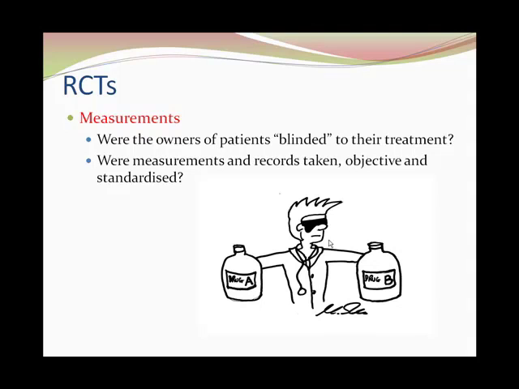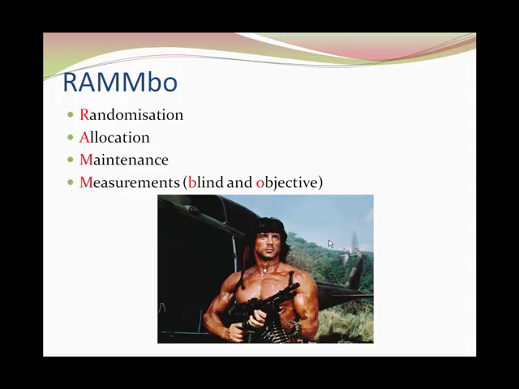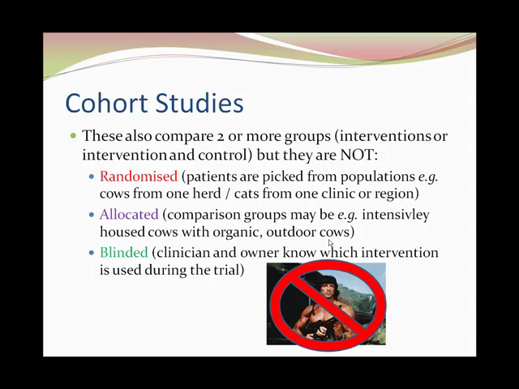And the measurements means that once we've got the data, was the data treated objectively? So just to remind you, there's randomization, allocation, maintenance, measurements, blind and objective. And if they fulfill all of this, then it's truly a randomized control trial. If it's not, it's most likely a cohort study. And a cohort study is similar in that it compares two or more groups, but they're usually not randomized. Sometimes the allocation is poor, and the clinicians know which intervention is used.